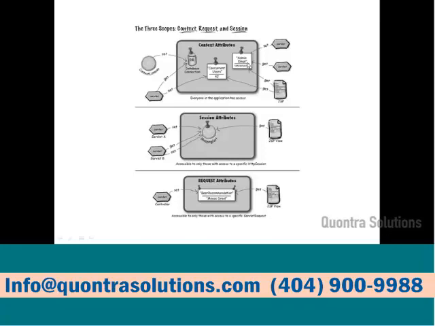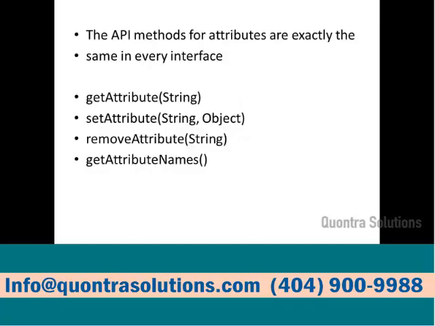Okay. Whatever attributes you set for the request object will live only for a short time. For the session, whatever attributes you set will be there until you invalidate the session, until the user logs out. But whatever attributes you set at the context level will be there until you restart the application. Okay. So the API methods for attributes are exactly the same in every interface: getAttribute, setAttribute, removeAttribute, and getAttributeNames, which is an enumeration of attribute names.